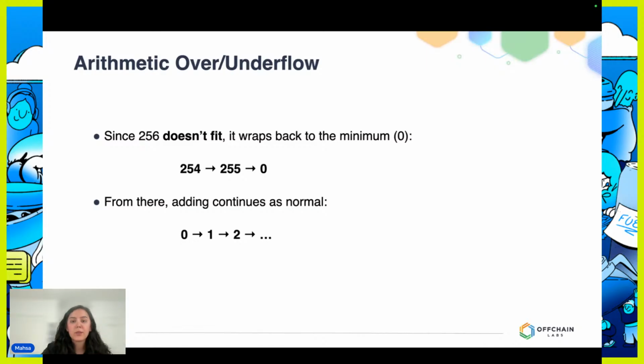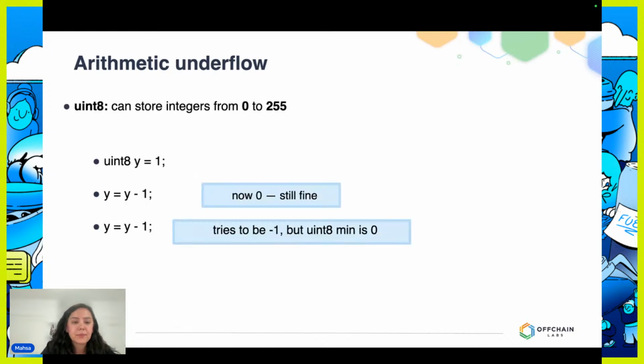So imagine that you're counting votes, let's say, or you have some IDs that you want to increment, and all of a sudden your code goes back to 0. And again, this is without throwing any error or any warning. So this is a really silent error that can happen.